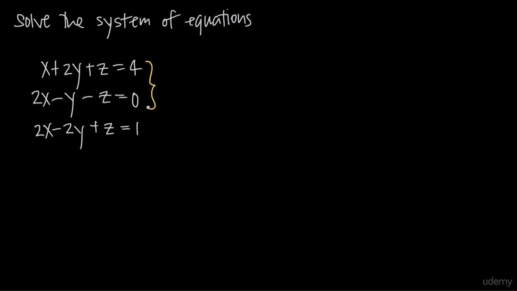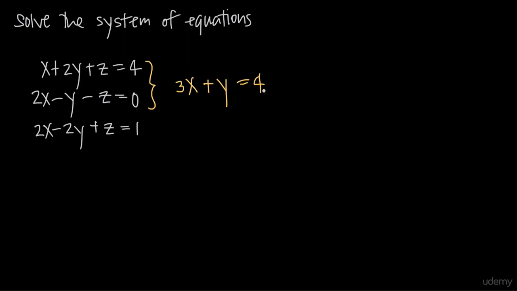If we look at these first two equations here, we'll add them together and we'll get x plus 2x is 3x. We'll get 2y plus a negative y, or 2y minus y is going to be 1y, so plus y, plus 1z minus 1z, that's going to be 0. Those two will cancel with one another. And then 4 plus 0 is just going to be equal to 4.